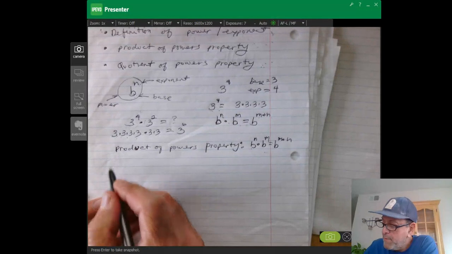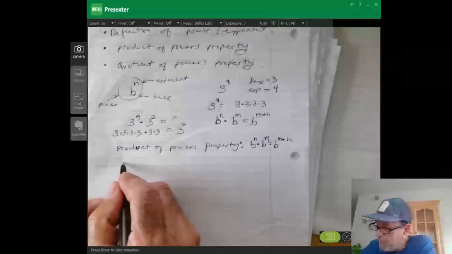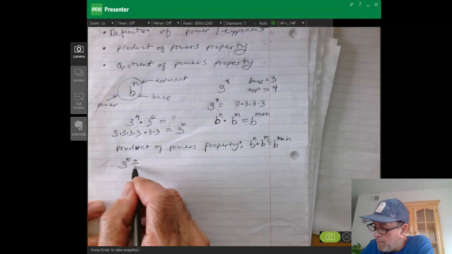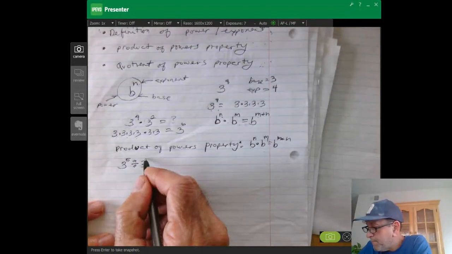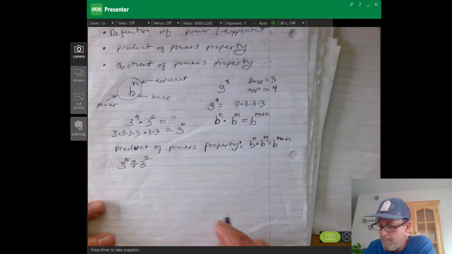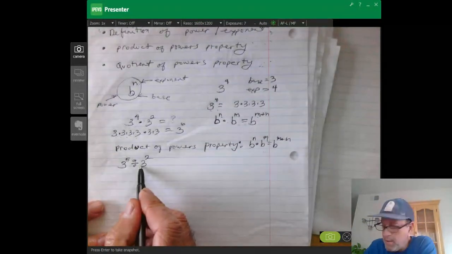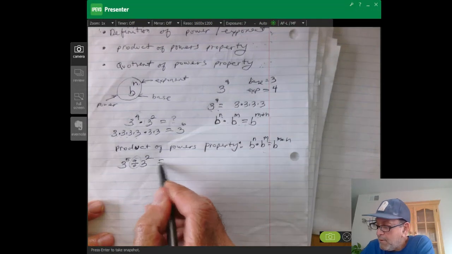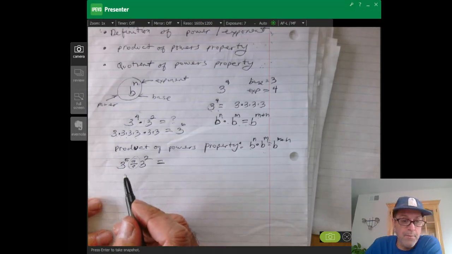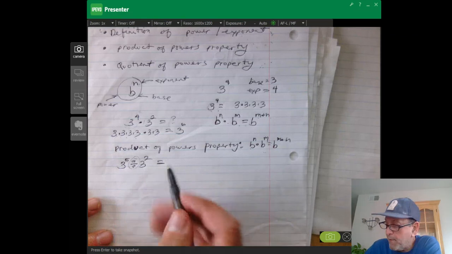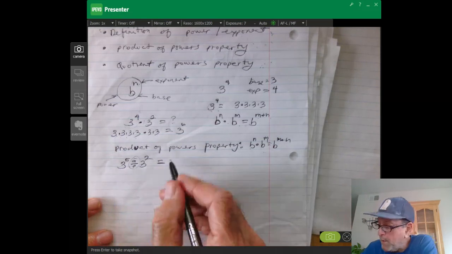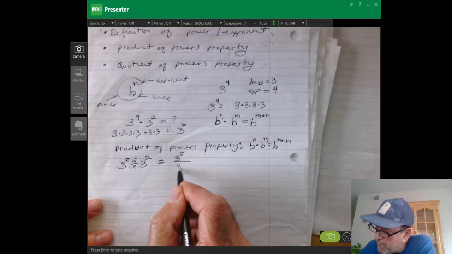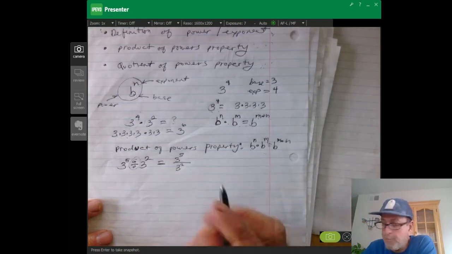Now the quotient of powers would be something like this. Let's say we take 3 to the 5th power and divide it by 3 to the 2nd. It's going to be easier to see using a fraction bar, and you should get in the habit of using a fraction bar when you divide anyway. So we've got 3 to the 5th divided by 3 to the 2nd power.